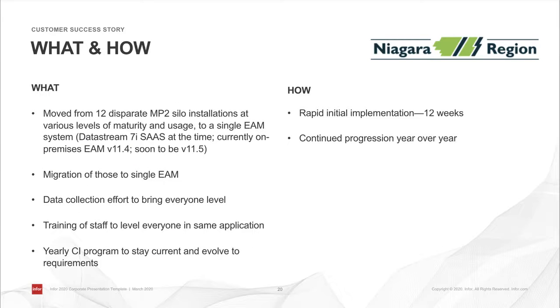So, how did they do it? They moved and consolidated those 12 implementations. They migrated into a single EAM. They did a data collection effort, which allowed them to get all on the same page. The training of staff and getting everybody aligned on one product at the same level. And they continue to have continuous improvement programs as part of their asset management and as part of their maintenance organization to stay on top of those requirements they have every day.